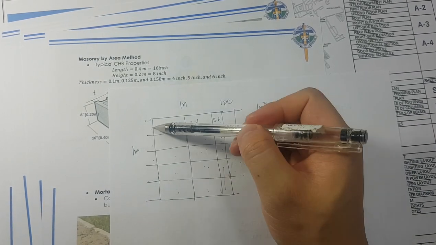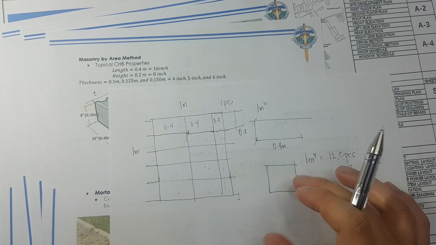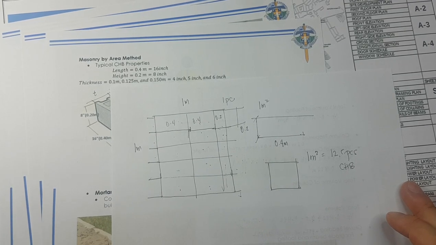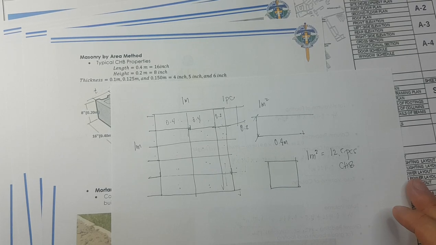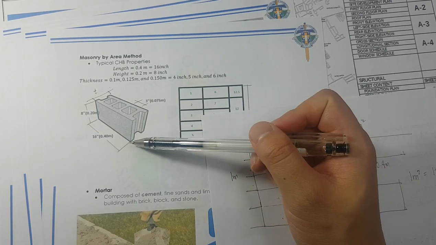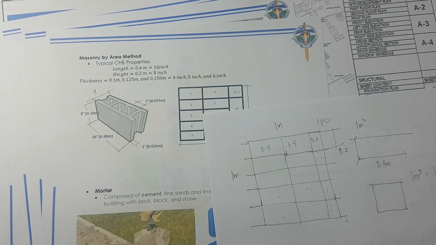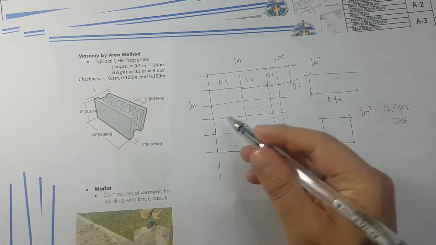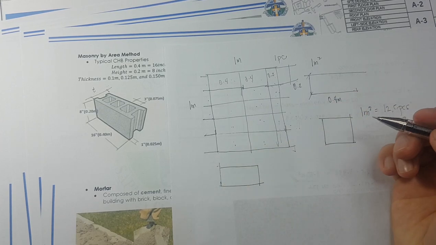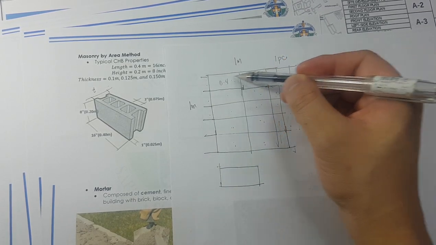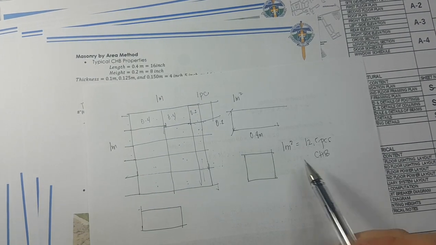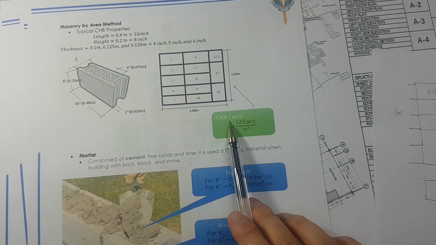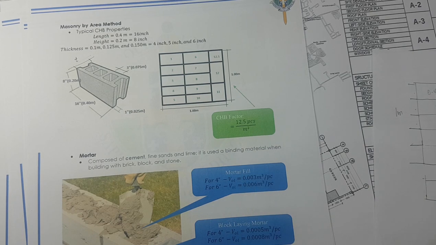Okay? You can also use this method if you will be using different types. Like for example, if it is a brick or a more advanced type of hollow blocks. Kasi this is just the typical hollow blocks that we are using. But with respect to science, nag-evolve ang ating hollow blocks. So, there might be a time na baka yung dimension ng hollow block na gagamitin na natin in the future might change. But we can still use this method. Okay? So, for a 1 square meter, ang gagamitin natin is 12.5 pieces of CHB. That's why our factor for CHB is 12.5 pieces per square meter.